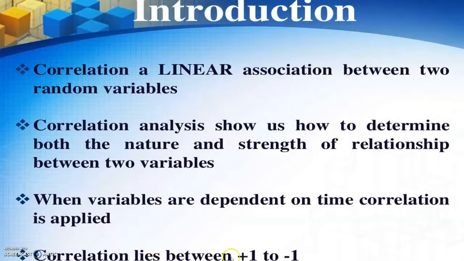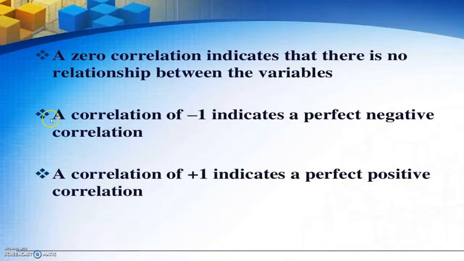Correlation lies between positive 1 to negative 1. So the value of correlation always lies between positive 1 to negative 1. A zero correlation indicates that there is no relationship between the variables. A correlation of -1 indicates a perfect negative correlation between these two variables. A correlation of +1 indicates a perfect positive correlation between the two variables.